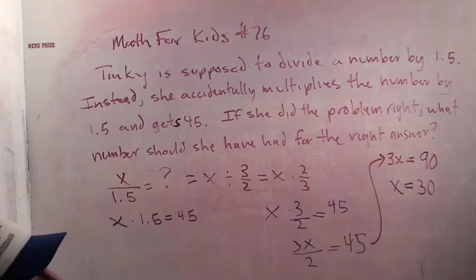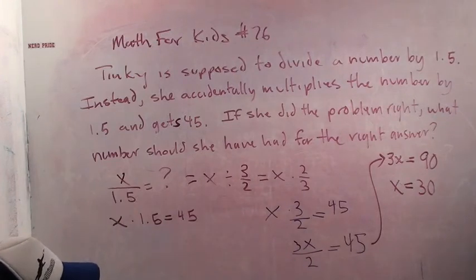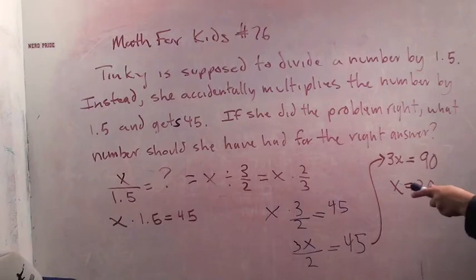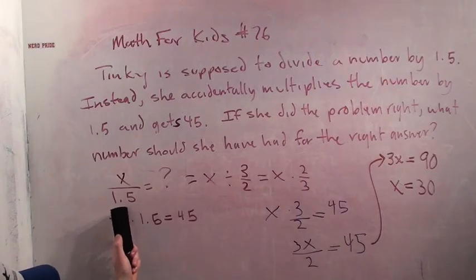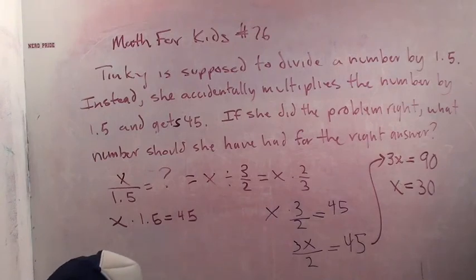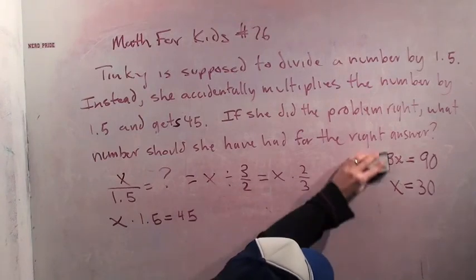Is that the answer we're looking for? Well, that was x divided by 1.5. Is 30 the answer we're looking for? It's 30 over 1.5. So x actually is the number that Tinky started with. And what was Tinky supposed to do to 30? Well, she's supposed to divide it by 3 halves, which is the same as multiplying it by 2/3.